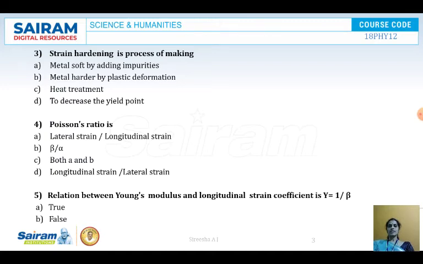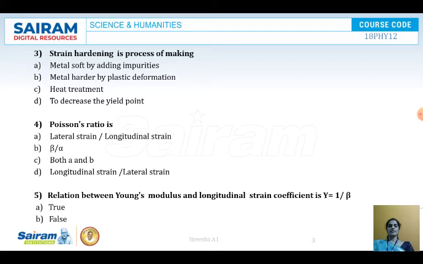Next is strain hardening. It is a process of making metal soft by adding impurities, making metal harder by plastic deformation, or heat treatment to decrease the yield point. So the answer is making the metal harder by plastic deformation. So option B is correct.